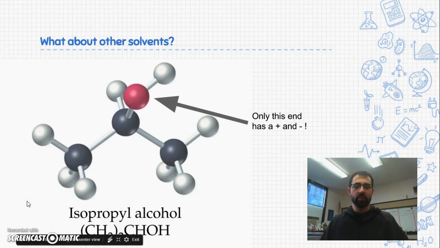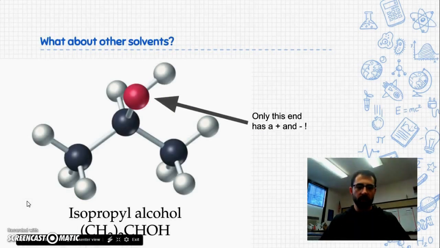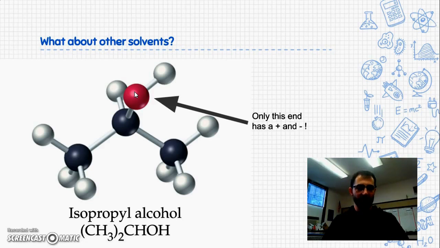Something similar happens with isopropyl alcohol, rubbing alcohol. It has a little bit of positive and negative. Positives here, negatives here, but they're in the middle. They're not all around like in oxygen, like in water. So we see again the effect of the solvent is huge as to whether it can dissolve or not. So we look at the effects of dissolving.